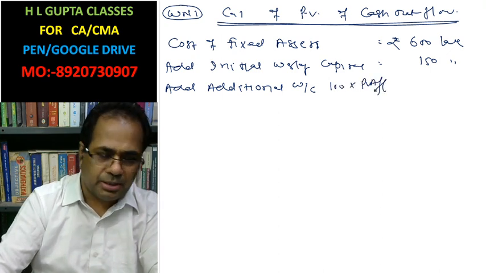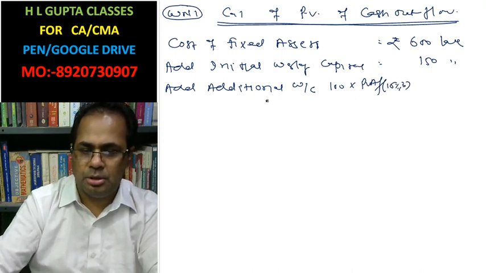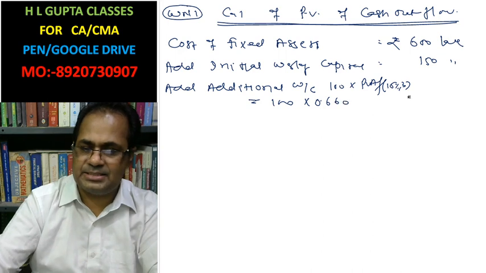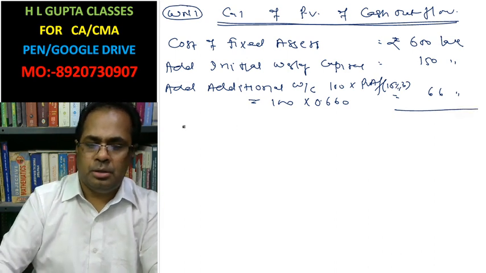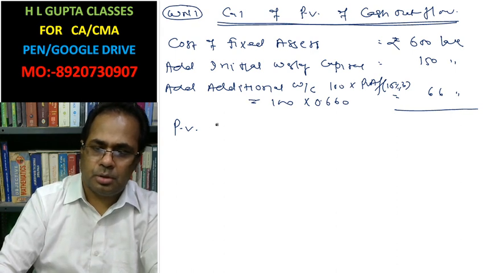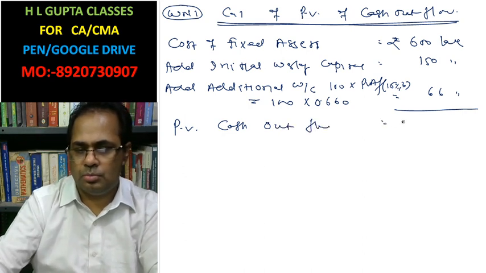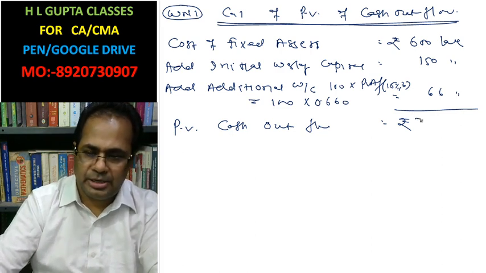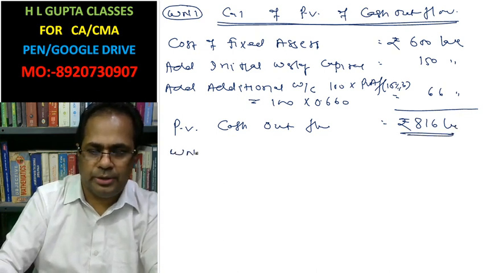The present value annuity factor at the rate of interest, 15% as given in the question, for the third year: that is 100 lakh into 0.660, this is 66 lakh. Now the present value of cash outflow is rupees 816 lakh.